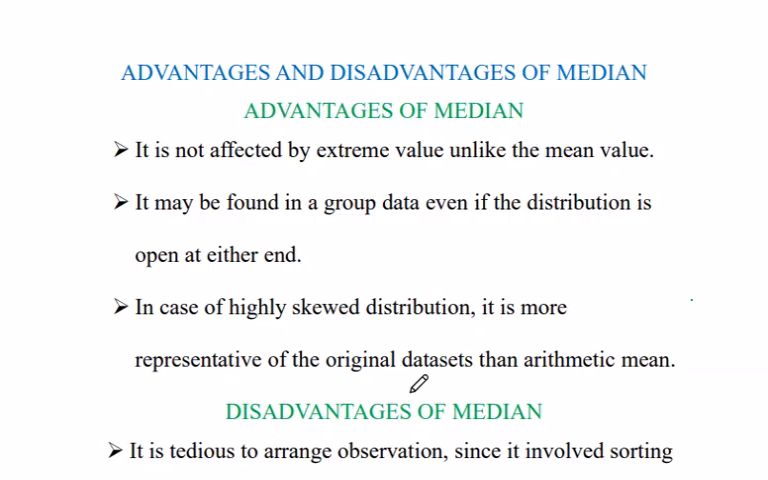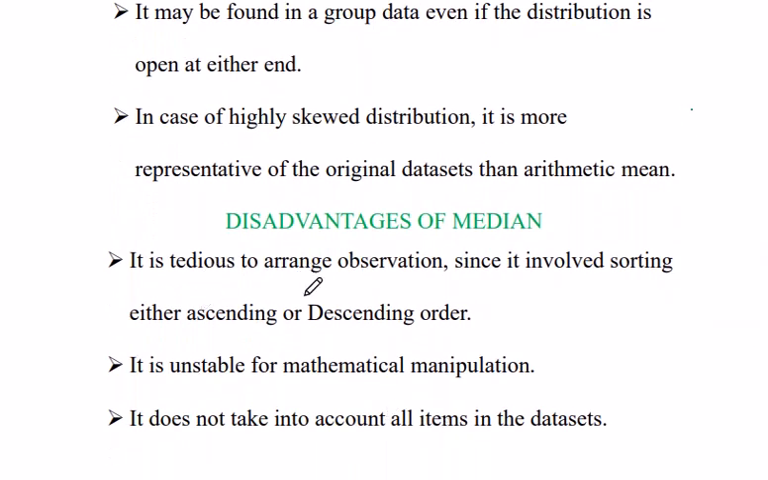When we now talk further about the disadvantages of the median, we can see that it has about 3 disadvantages. Number 1, it is tedious to arrange observations since it involves sorting either in ascending or descending order. For example, if you have a data set of 100 samples, you want to sort it in ascending order without making use of Excel or other sorting software. It's going to create a big challenge to arrange the data in either ascending or descending order.